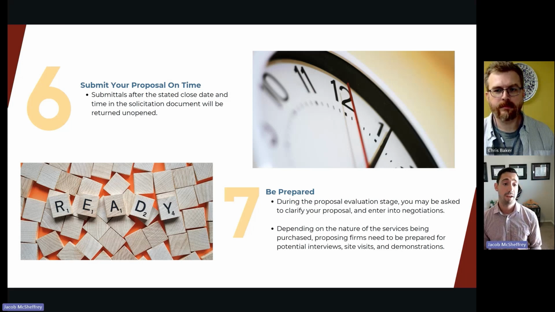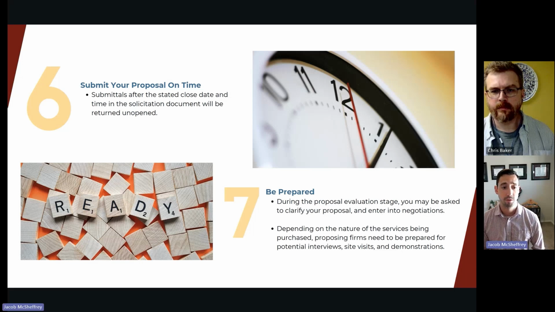Number 7, be prepared. So during the proposal evaluation stage, you may be asked to clarify your proposal and even enter into negotiations. So just again, sometimes you submit a proposal and it could be a while before you hear back. You want to be prepared for the second you do hear back, you have the information to provide, you're ready to talk negotiations, you're ready to talk about your tech approach, your cost approach, and make adjustments if needed.